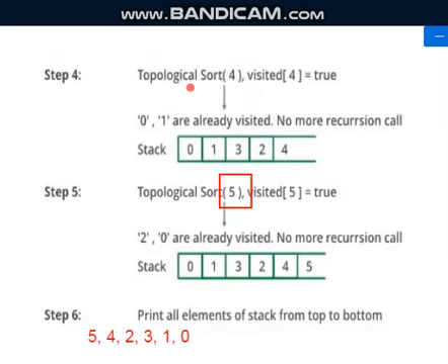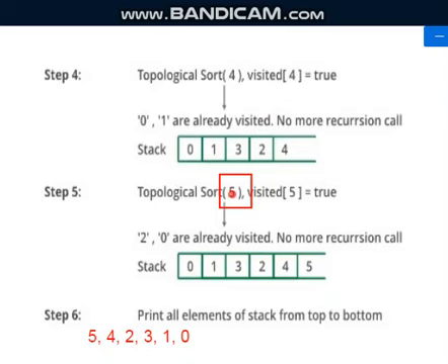So from 4 you have 0, but 0 is already visited, go back to 4, call 1, 1 is already visited, go back to 4. From 4 you don't have any other node adjacent to it, so you put that 4 to the stack. Then go to 5.